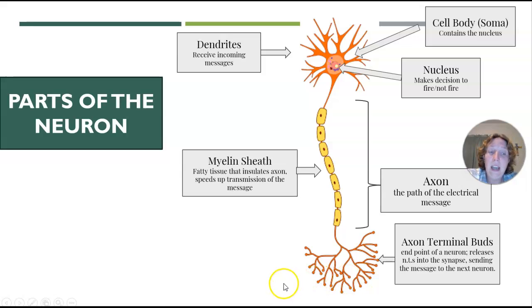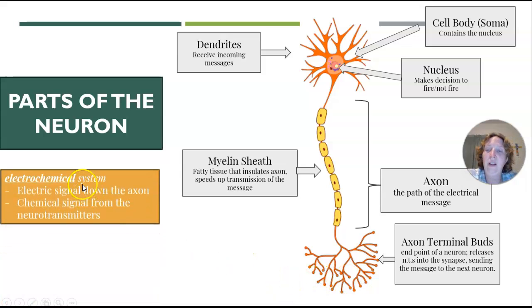So put it all together and you have an electrochemical system. There's an electric signal that gets sent down the axon, and then the message is sent off to the next neuron in the form of chemicals called neurotransmitters. So there you go. You just learned something already. You and your body is a giant electrochemical system.